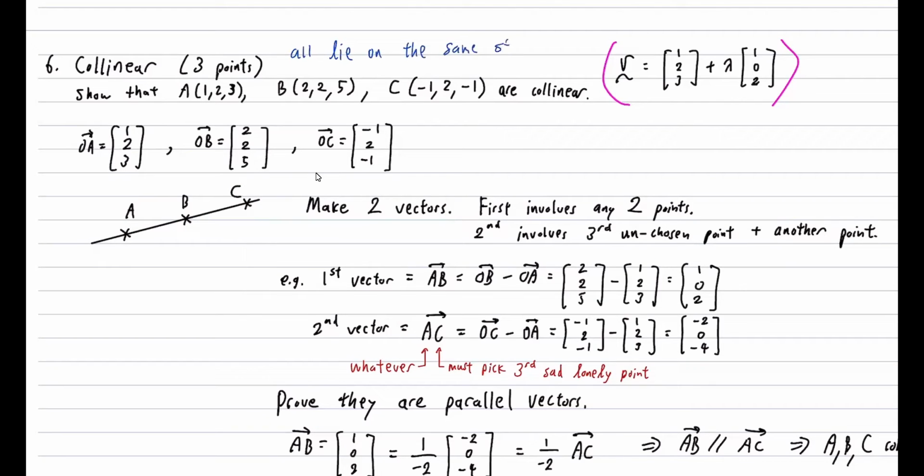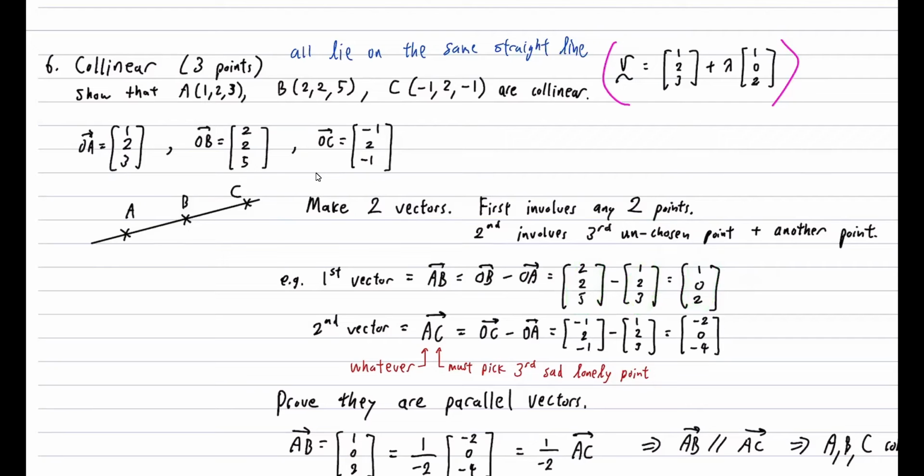Okay, good. Then what you need to do is to make 2 vectors. So in this case, I have to first involve any 2 points. For example, I pick vector AB. I pick A and B, then I find vector AB. How do I do that? Same thing as before, end minus start. End minus start, must remember. So end is 225, start is 123, subtract away, I get 102. Agree? Okay, next vector, we have to pick 2 other points.